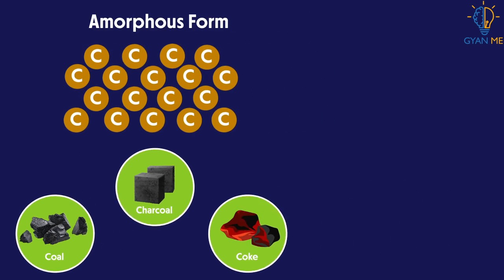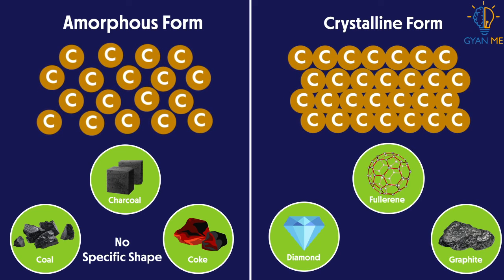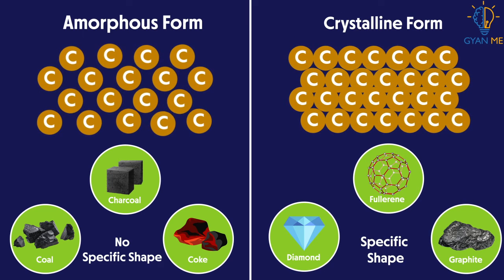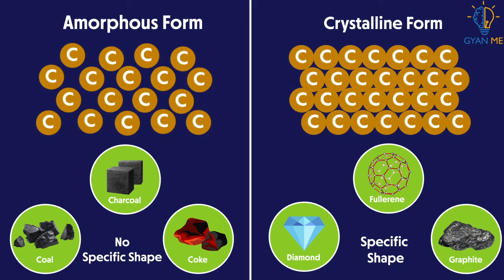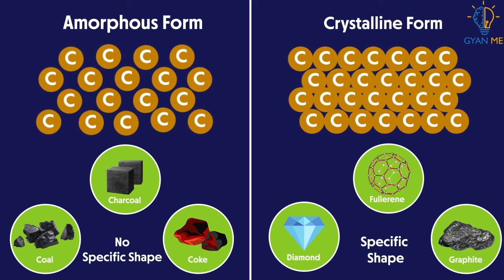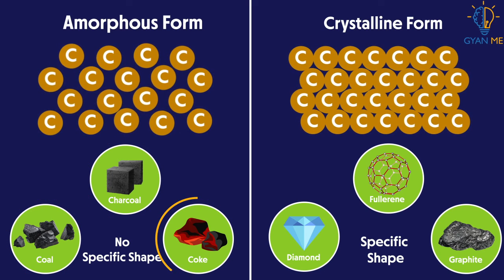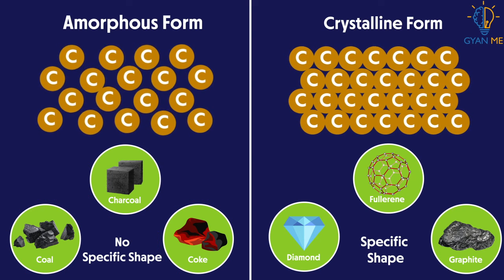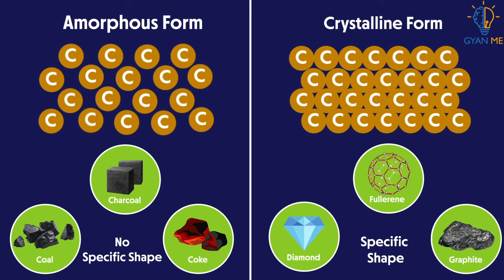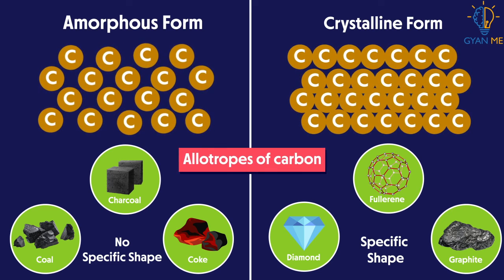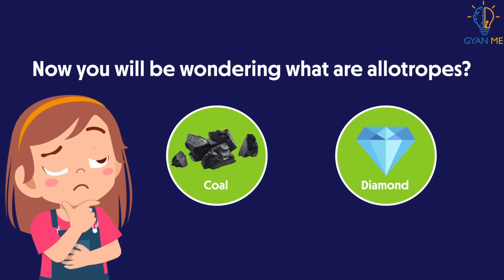Now you can observe here, students, that diamond, graphite and fullerene have specific shape. The shape of these structures will always be like this. While if you observe coal, charcoal, coke, they don't have any fixed shape. Their shape will change every time with every piece. Both of these forms of carbon are called allotropes of carbon. Now you will be wondering, what are allotropes?